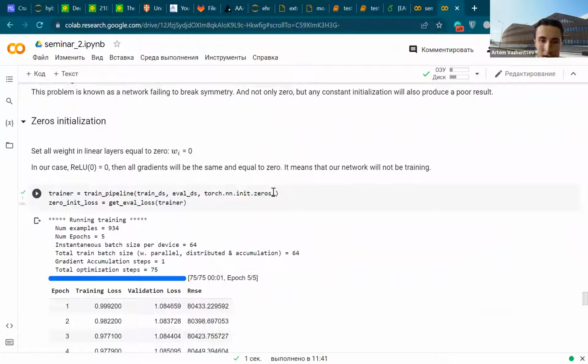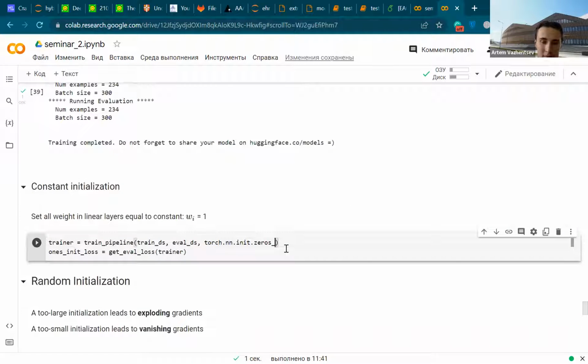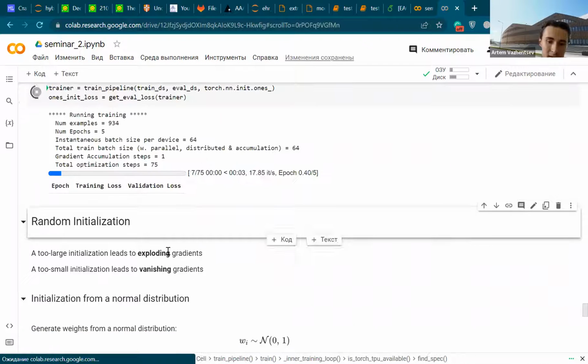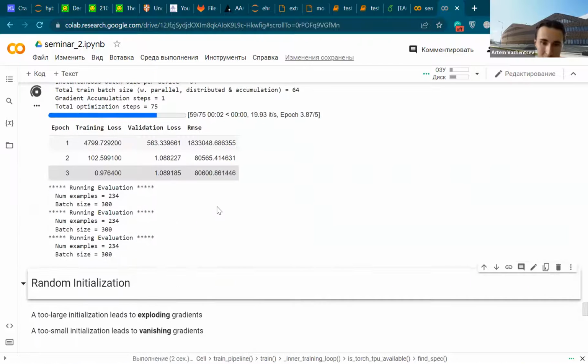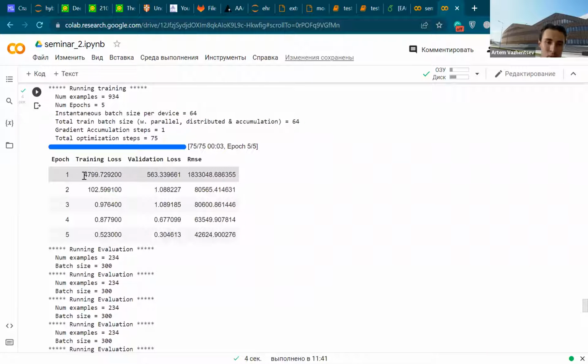After that, as we already said, we can use constant initialization. In this case, it's initialization with all ones, and our model will be very bad. However, it can be optimized, but not as well as with other initialization techniques. We can see that we start with a very bad loss and also metrics.